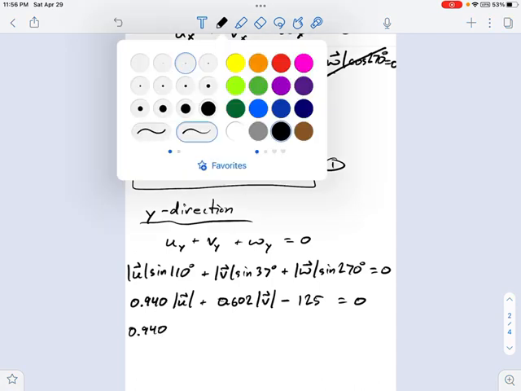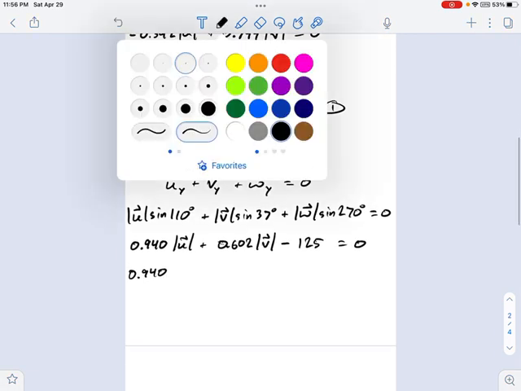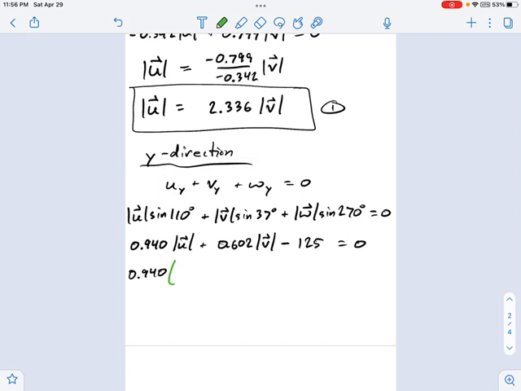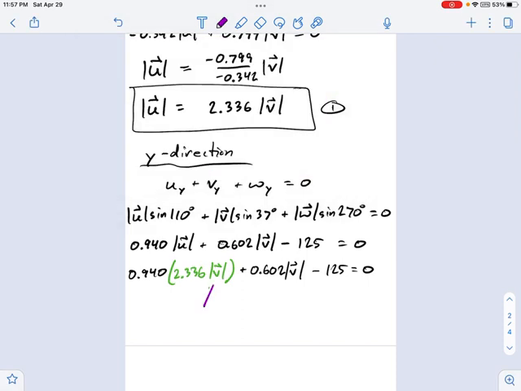I'll just use some colored ink here. I don't even know what those colors were anymore. Let's just use green. This is going to be 0.94 times 2.336 magnitude of v. Okay, and then I'm going to continue on with the rest of that equation as it was. 0.602 magnitude of v minus 125 equals 0. Now, there's some algebra here, but I want you to not worry about the ugly numbers. There's some gross numbers, but I just want you to focus on the fact that I've got a variable of the same letter, so those are the same thing, and that's it.